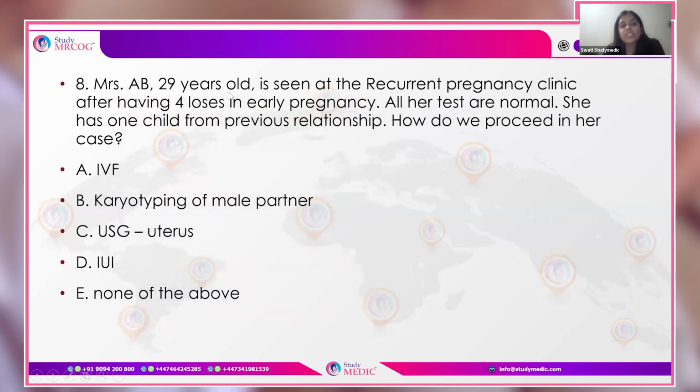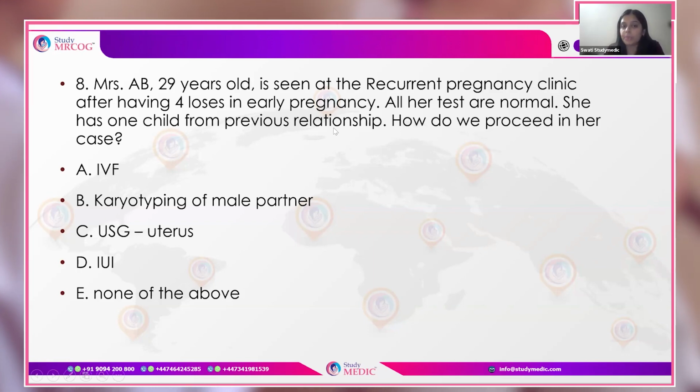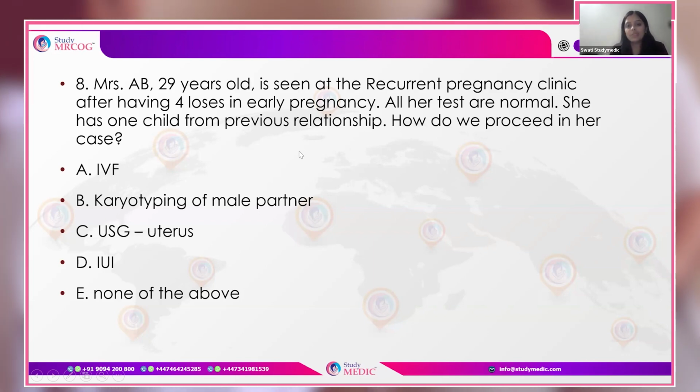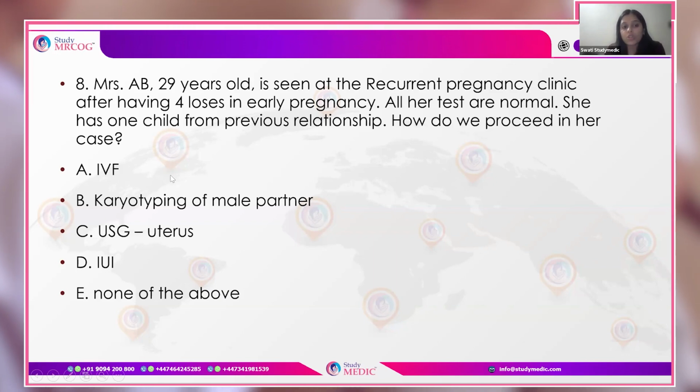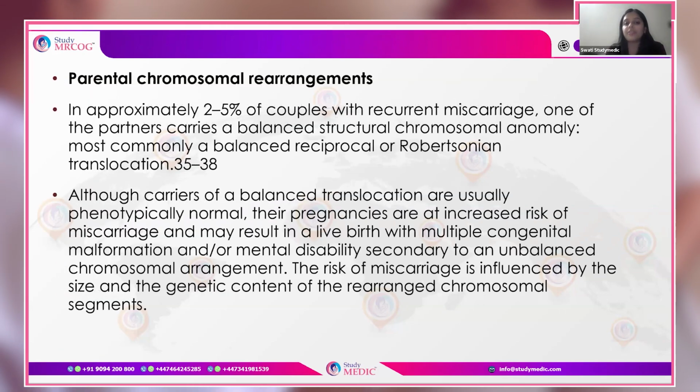Next SBA, Mrs. AB, 29 years, is seen at the recurrent pregnancy clinic after having 4 losses in early pregnancy. All her tests are normal and she has 1 child from a previous relationship. How do we proceed in her case? So this question is again correlated to the previous question which we dealt with. But here, karyotyping of products of conception or chromosomal analysis of products of conception is nowhere mentioned. So here the best option will be karyotyping of the male partner. But please do remember this will always come after chromosomal analysis of products of conception, if available.